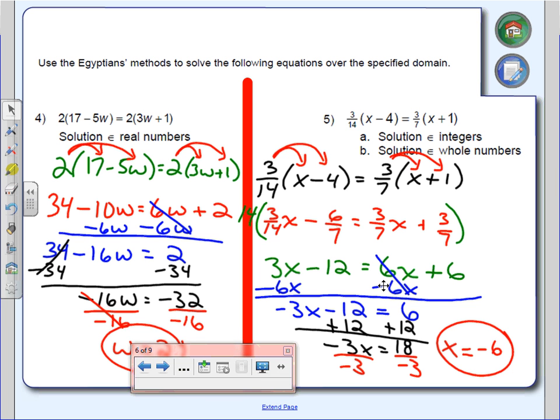I'm going to give you a couple to try on your own, but as far as the examples that we're going to do together, we're going to go ahead and stop right there, guys. Okay? You got any questions about 4 or 5?